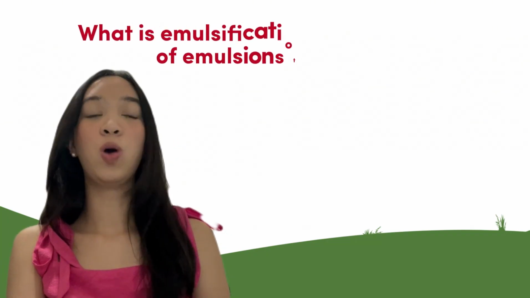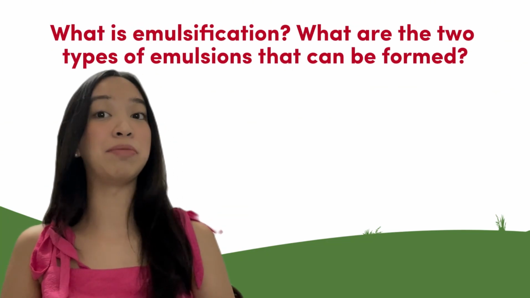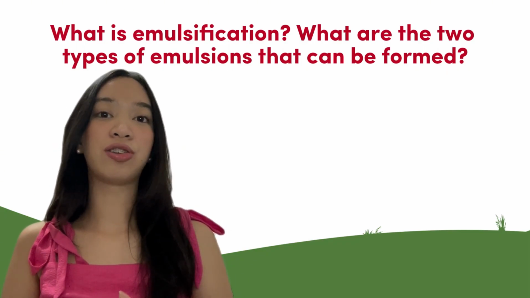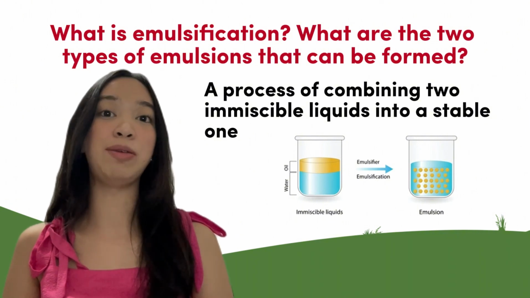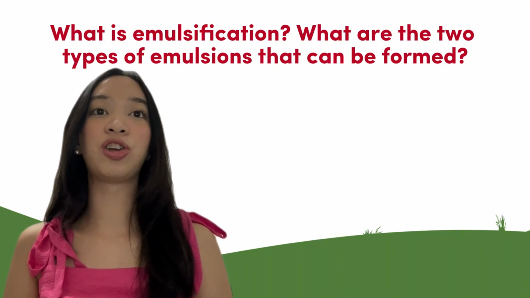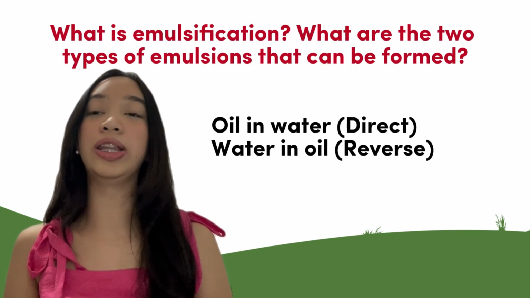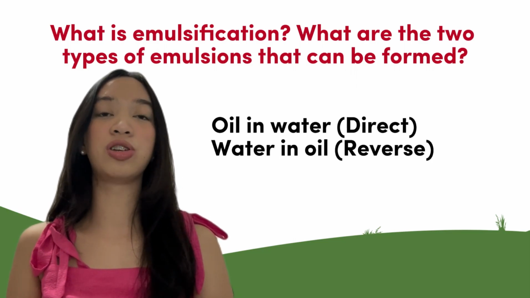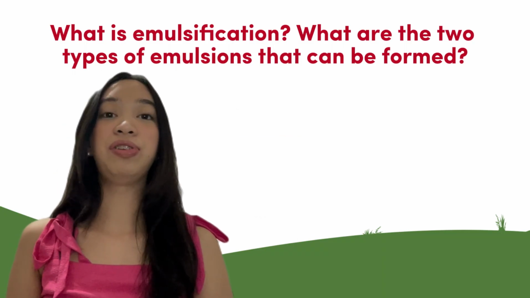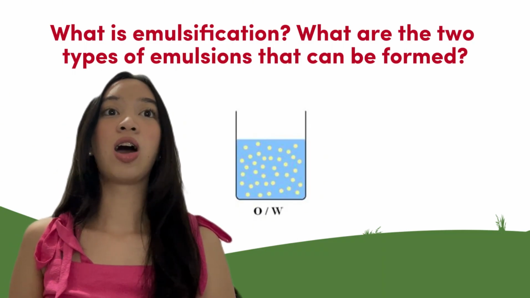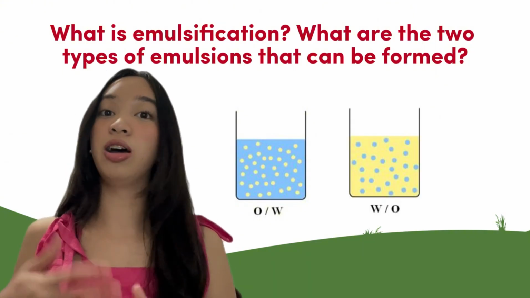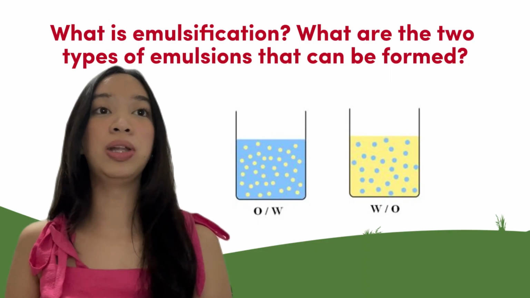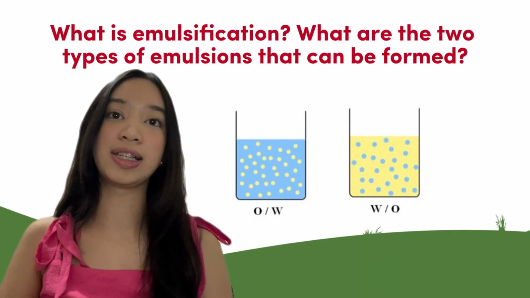For the last pre-lab question, what is emulsification? What are the two types of emulsions that can be formed? Emulsification is a process of combining two immiscible liquids into a stable one. The two types of emulsion are oil in water emulsion or direct, and water in oil emulsion or reverse. Direct emulsification is where oil droplets are dispersed in continuous water phase, while reverse emulsification is the other way around, where water droplets are dispersed in continuous oil phase.